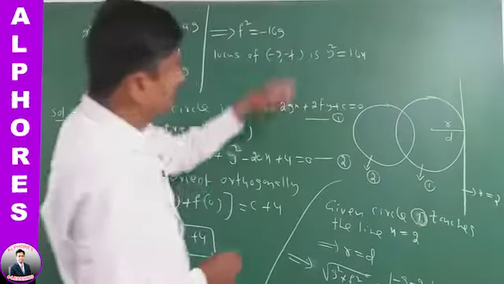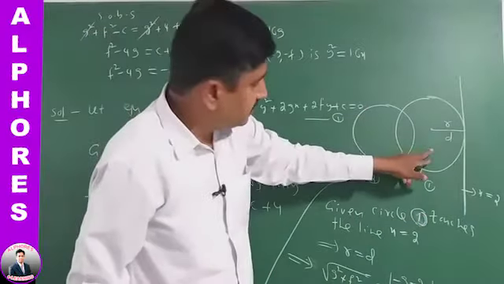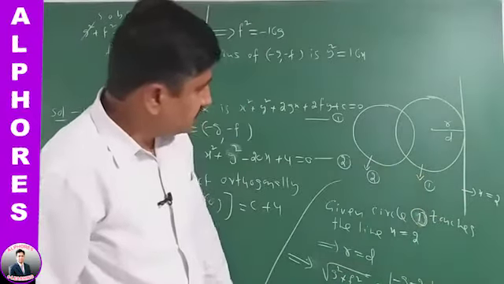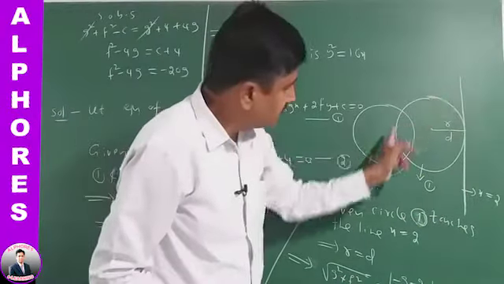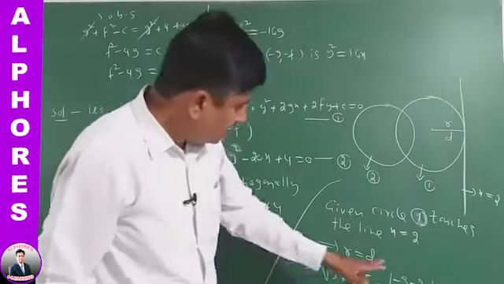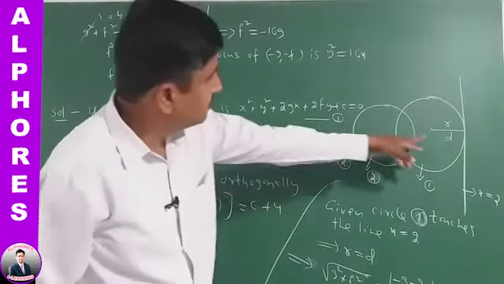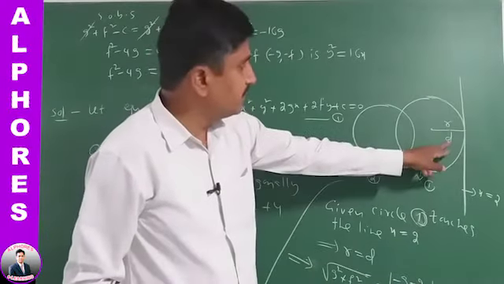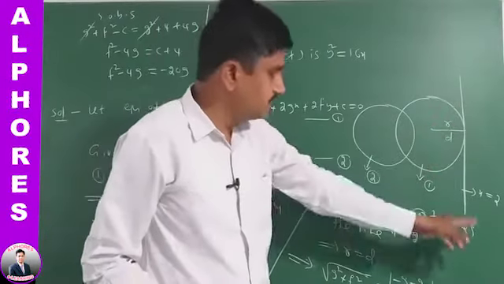Here circle 1. Circle 1 touches the line x equal to 2, which means x equal to 2 is the tangent of this circle. We use the condition r equal to d. R means the radius of this circle, under root of g square plus f square minus c. D means the length of the perpendicular from the center of this circle to the line x equal to 2.